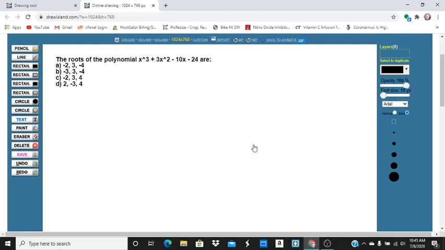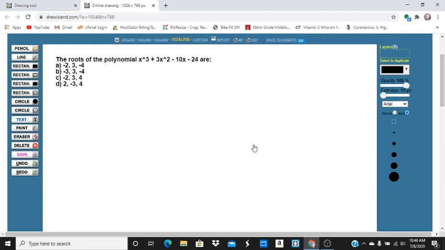In this problem we're trying to find the roots of the polynomial x cubed plus 3x squared minus 10x minus 24. And they give you potential solutions. You see in the solutions A, B, and C will have one of the roots being 3. D will have one of the roots being negative 3.